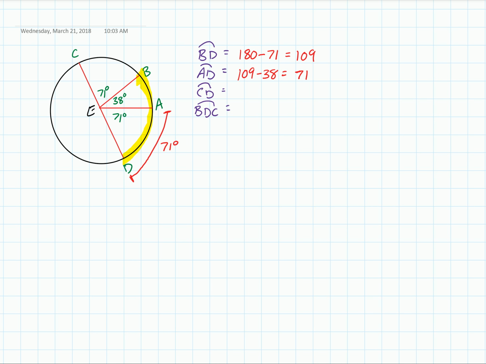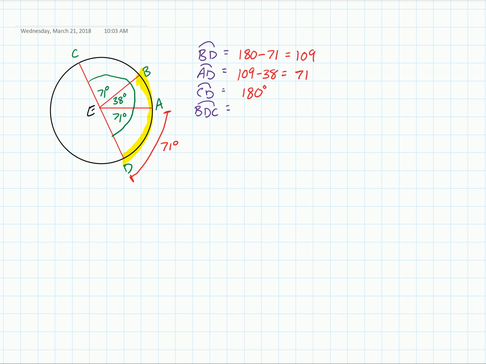To double check that I've done this correctly, these three angles should add up to 180 degrees. The 71, the 38, and the other 71 make half the circle. And if you add them up, you will find that they add up to be 180 degrees. So we know that CD is 180.